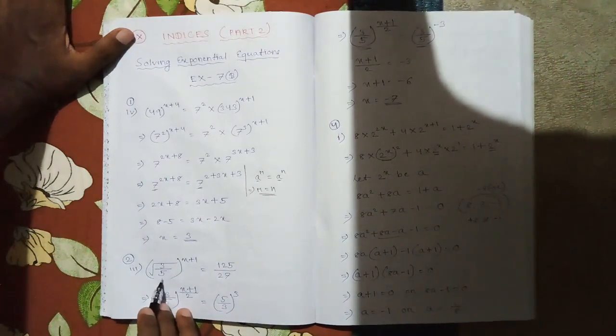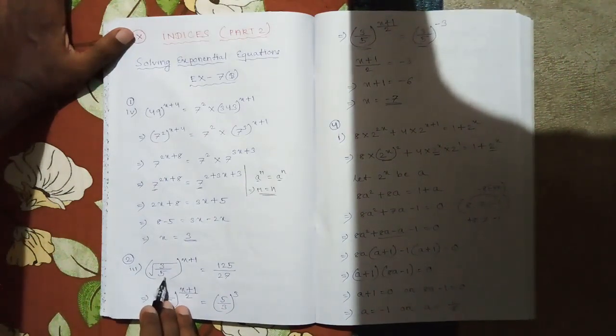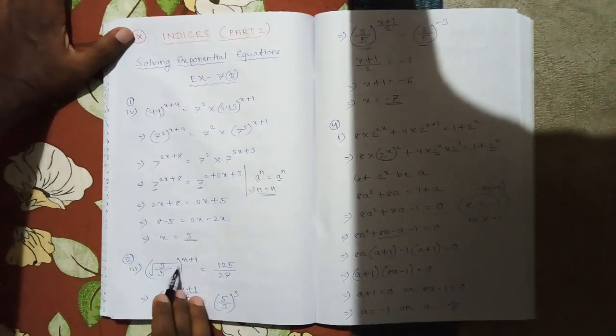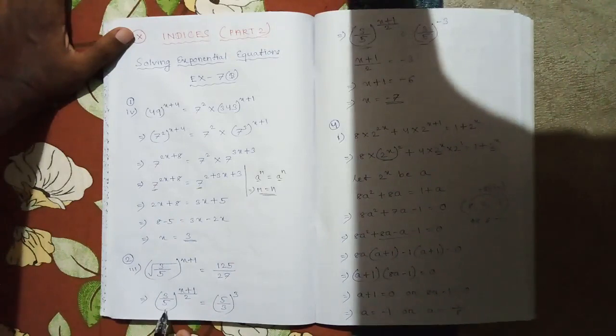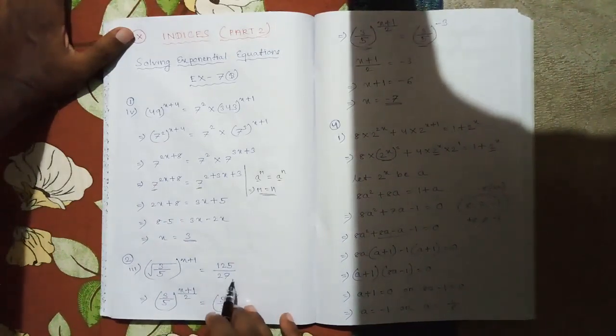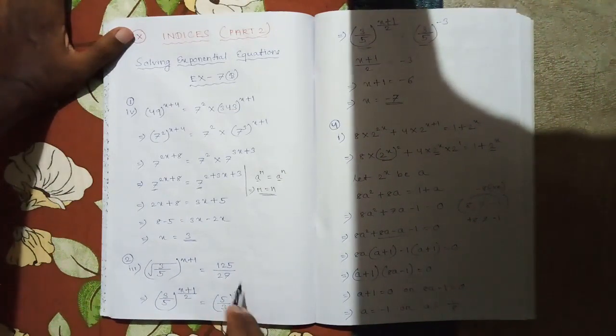Now square root of 3 by 5 can be written as 3 by 5 whole power 1 by 2. So this can be written as 3 by 5 whole power 1 by 2, again whole power x plus 1. So we can use power law here, we can multiply the powers, we will get x plus 1 by 2. So 3 by 5 whole power x plus 1 by 2 is equal to 125 by 27, which can be written as 5 by 3 whole power 3.